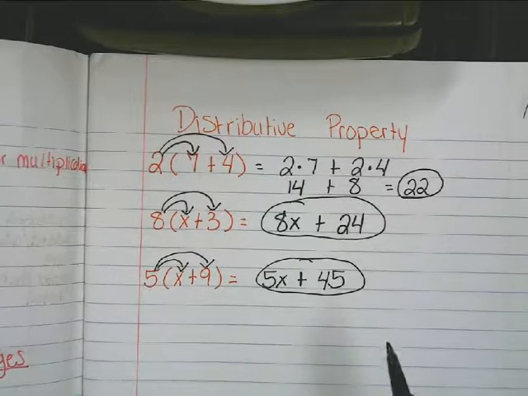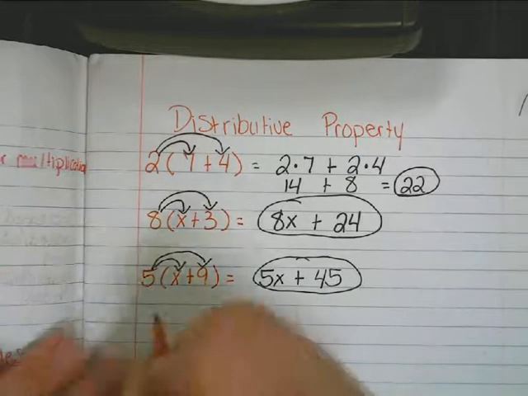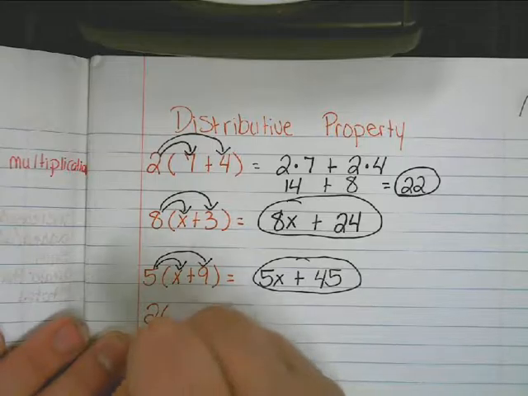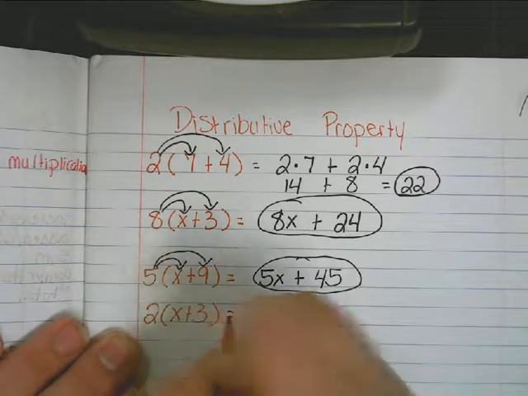Okay? I'm going to give you one to try, and then we're going to check it. So, 2 parentheses x plus 3. I'm going to give you about a minute to do it, and then we're going to check it.